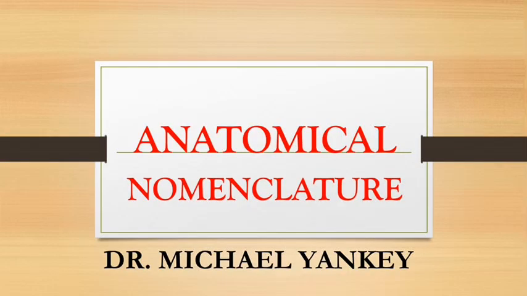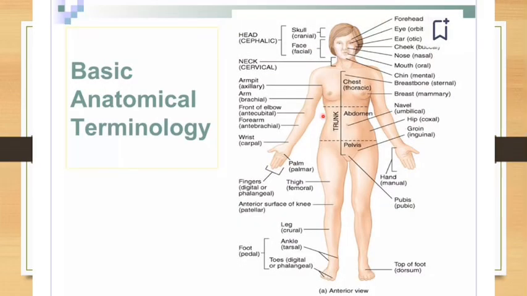Hello everyone. So today we'll be discussing anatomical nomenclature. This topic is very crucial because in order to communicate effectively as a clinician, you need to be conversant with your anatomical nomenclature. So we're going to discuss this briefly. This is the anterior view, or the front view, of the human body. You can see some terminologies that have been used.